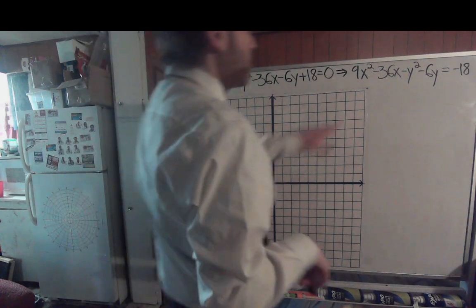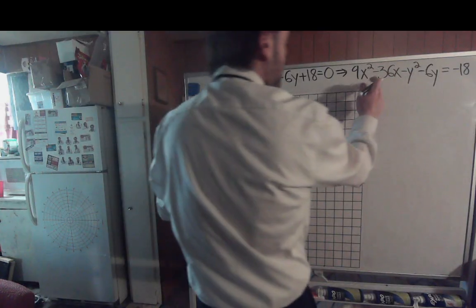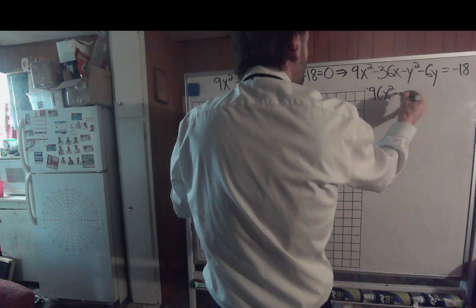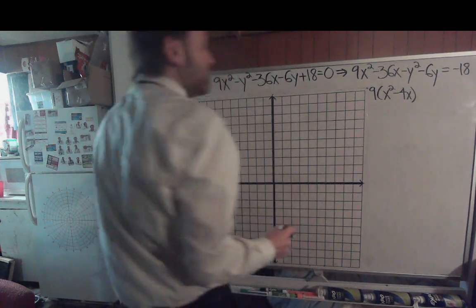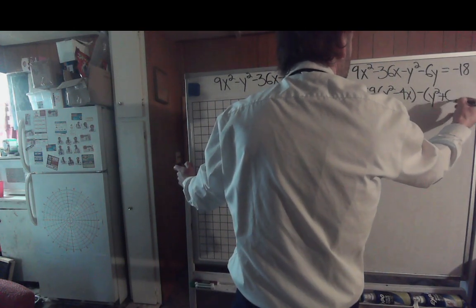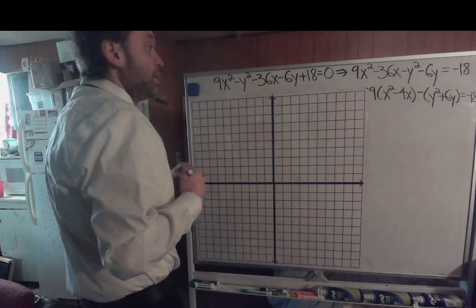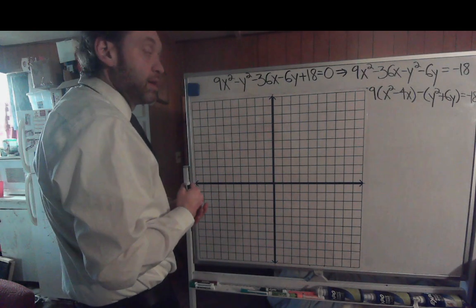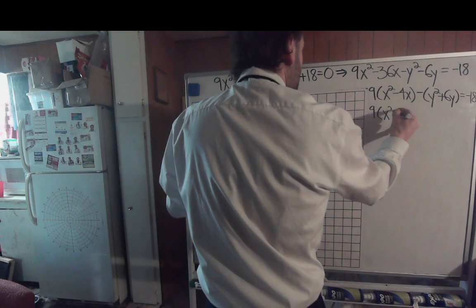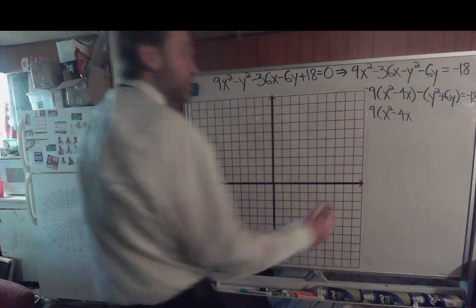Now, for your x and y terms, factor out the common coefficient. So for your x terms, you can factor out a 9, right? So 9 times the quantity of x squared minus 4x. And then for your y terms, you can factor out a negative 1, so that'll be minus y squared plus 6y equals negative 18. Now we're going to have to complete the square and figure this out. So 9 times the quantity, we have x squared minus 4x. So to complete the square, take half of that negative 4. That's negative 2. Square that, you'll get plus 4.